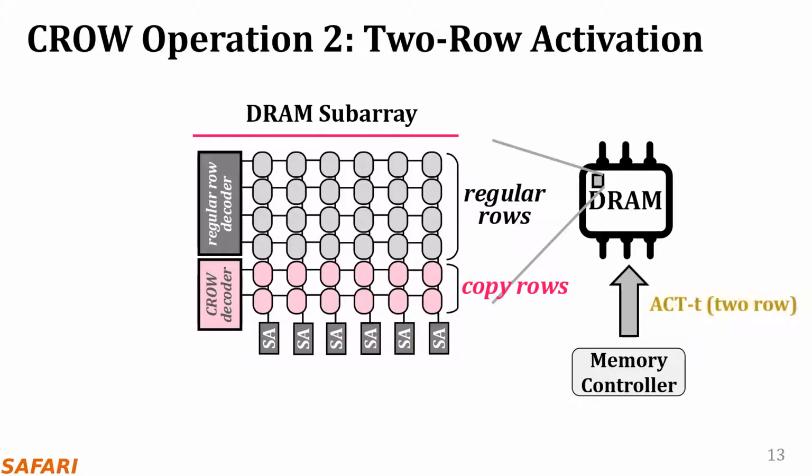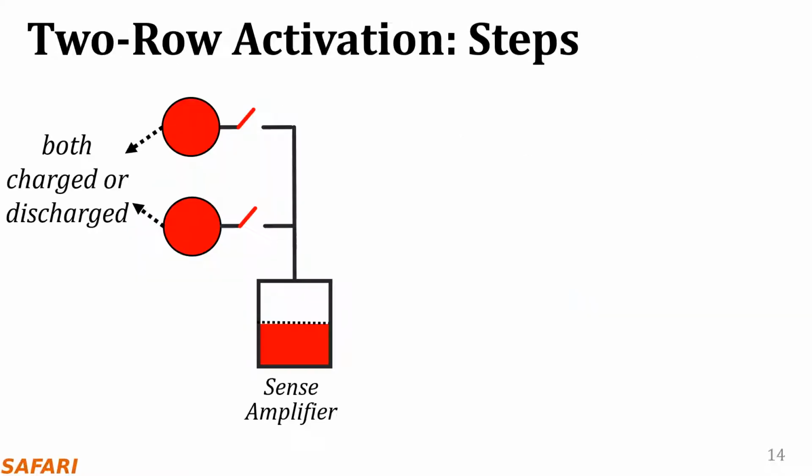The memory controller performs multiple row activation by issuing the other new command act_t. When a regular and copy rows are activated together, if the two rows contain the same data, this operation results in low latency activation. Let me explain why in the next slide.